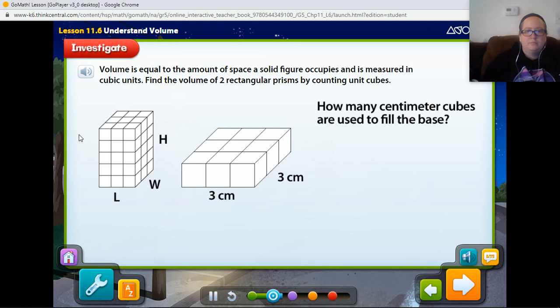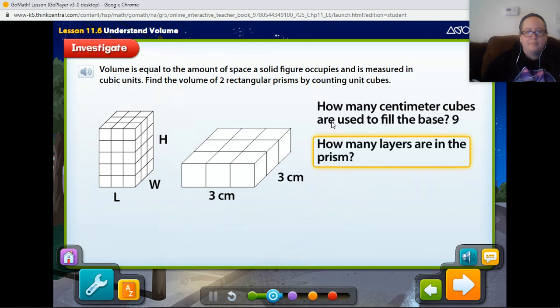How many centimeter cubes are used to fill the base? Well, if we have 3 times 3, it's going to be 9. 9 centimeter cubes fill the base of the prism. How many layers are in the prism? There are 5 layers in the prism. That means the prism has a height of 5 centimeters.